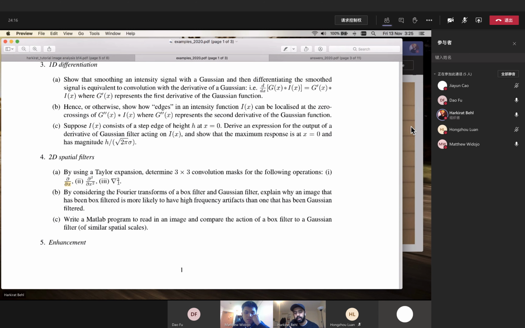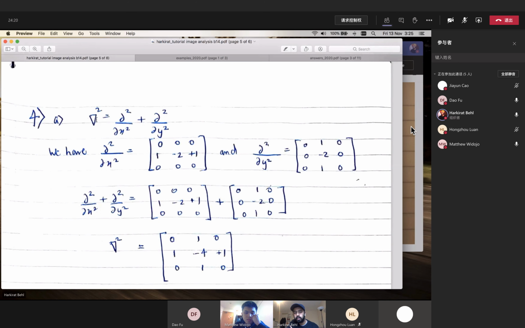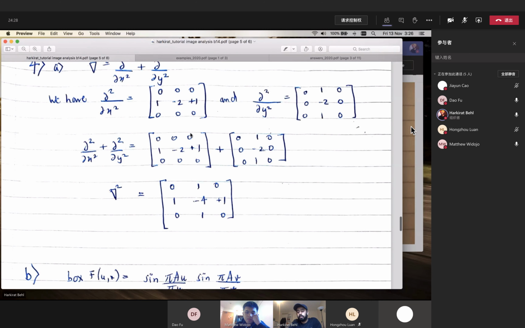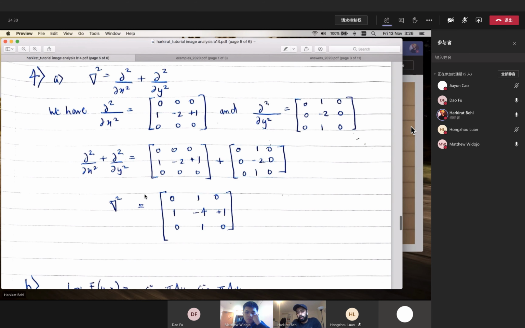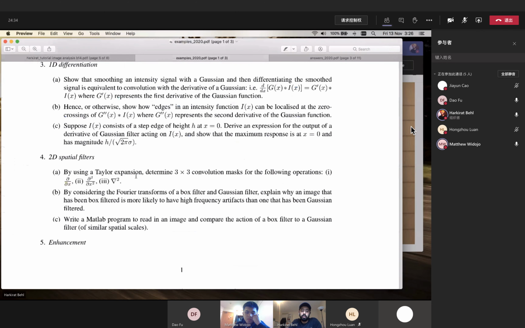So now let's have a look at the third one. The third one, delta square, can be written as the summation of these two partial derivatives. You just have to sum up these two matrices, and when you sum up these two matrices, you get this answer. So this becomes the solution for the third part.